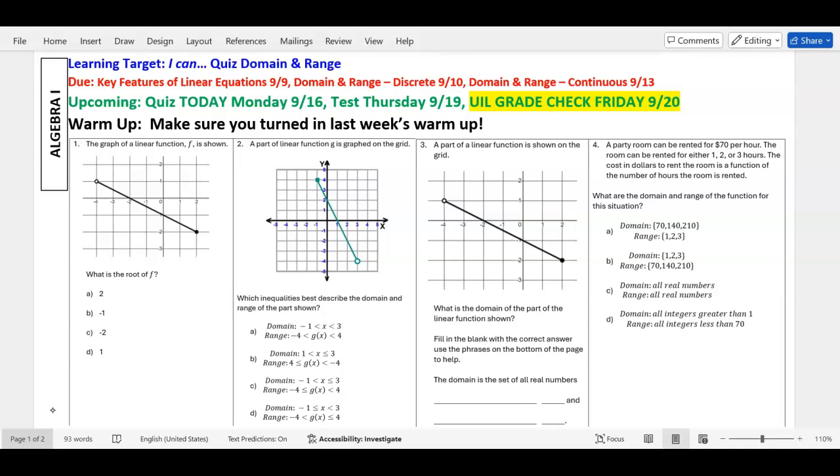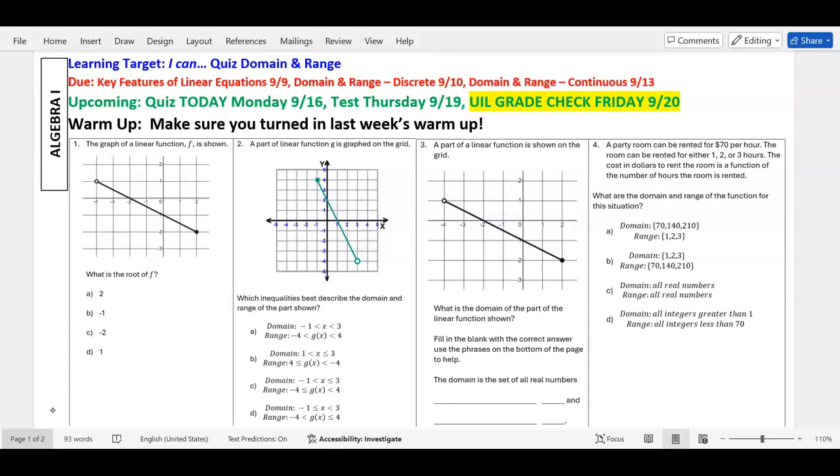Okie dokie. So, couple things, quiz today, test Thursday, UIL grade check is coming up. Make sure you turned in last week's warm-up. Make sure your name is on it, okay? If you ever get one back or you need to find some warm-ups, they're always on Google Classroom, posted there with the videos going over everything, okay?